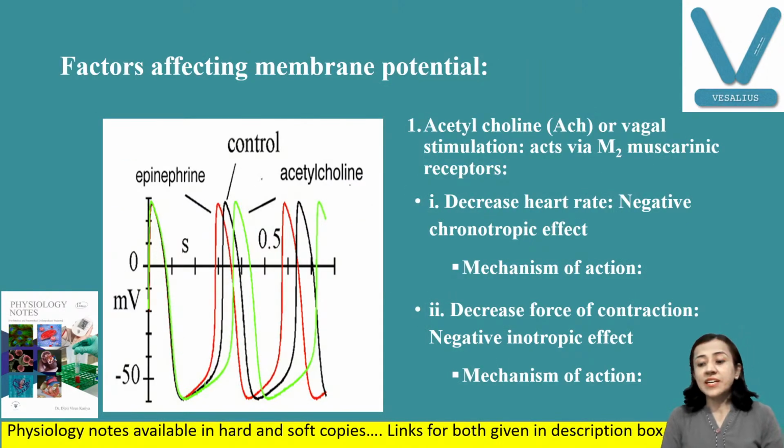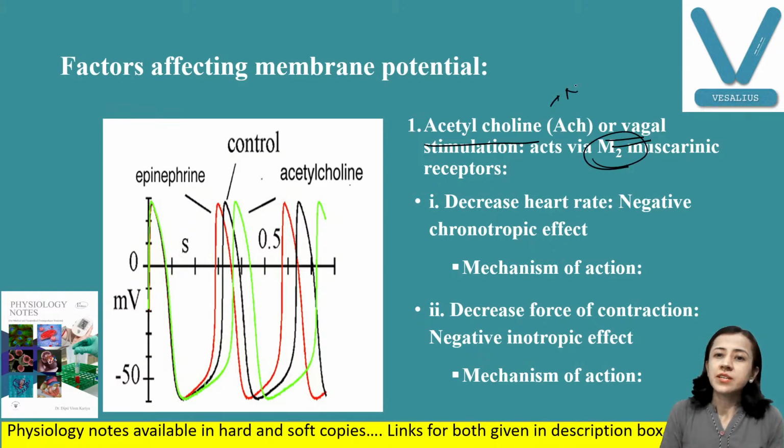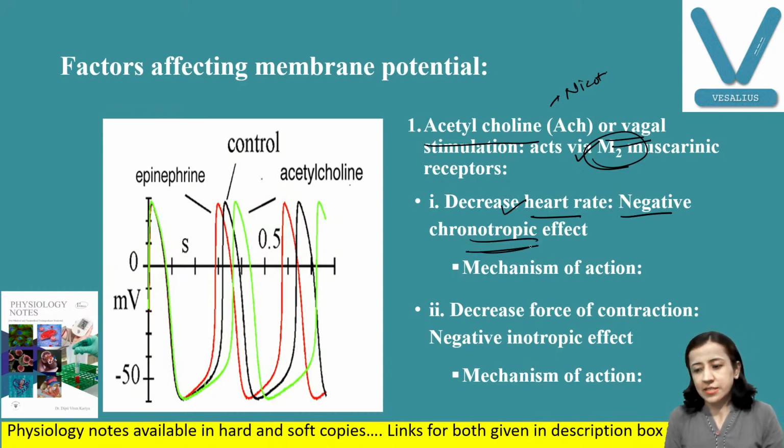Now factors affecting membrane potential. One is acetylcholine or parasympathetic stimulation like vagus stimulation. This acts by muscarinic receptors. On the neuromuscular junction, this acts by nicotinic receptors. Here they are muscarinic receptors and they decrease heart rate. That is known as negative chronotropic effect. Chronotropic, from chronology, that is heart rate. So chronotropic effect, negative means decrease.